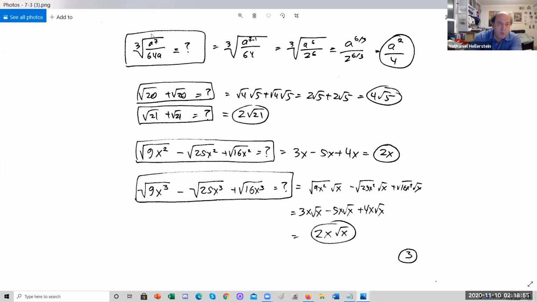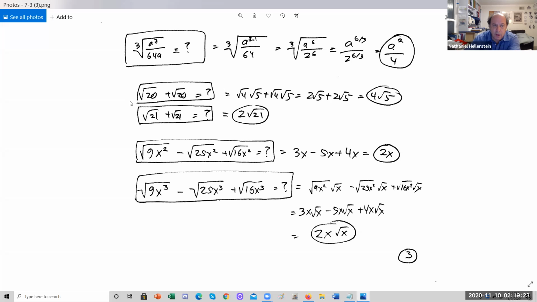Here we have the third root of a to the 7th over 64a. Well, first of all, a to the 7th over a cancels. A to the 7 minus 1. So you get cube root of a to the 6th over 64, which is 2 to the 6th. So we take a third root of numerator and denominator. So we use 1/3 the power. A to the 6 thirds, 2 to the 6 thirds. It comes out to a to the 2nd divided by 4.